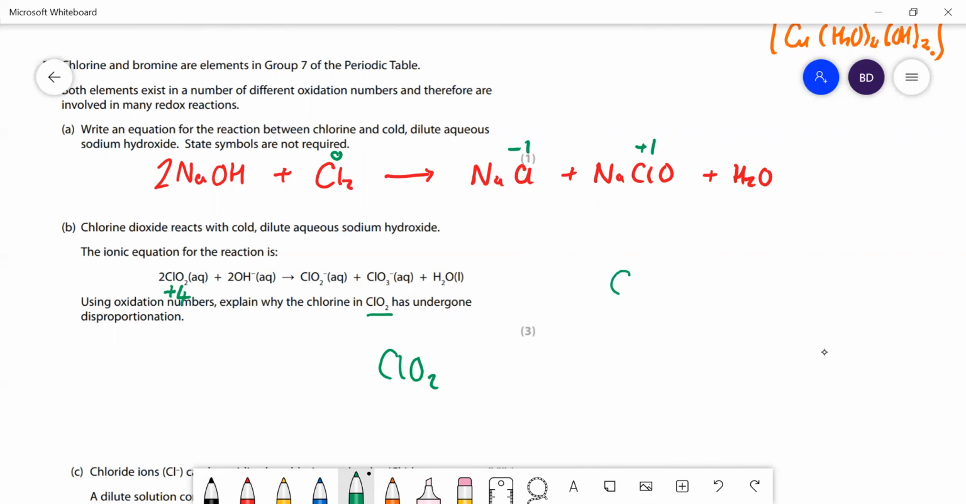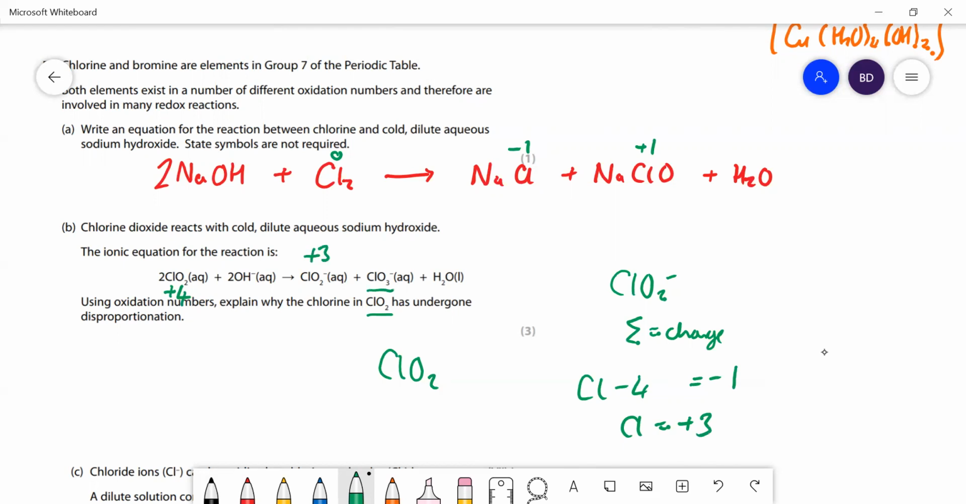What's the oxidation number in ClO2-? Well, the sum of the oxidation numbers is equal to the charge on the species. So the charge on the species is -1. Chlorine we don't know. Oxygen is always -2, so that's -4. So chlorine has got an oxidation number in that of +3. So it's +3 there.